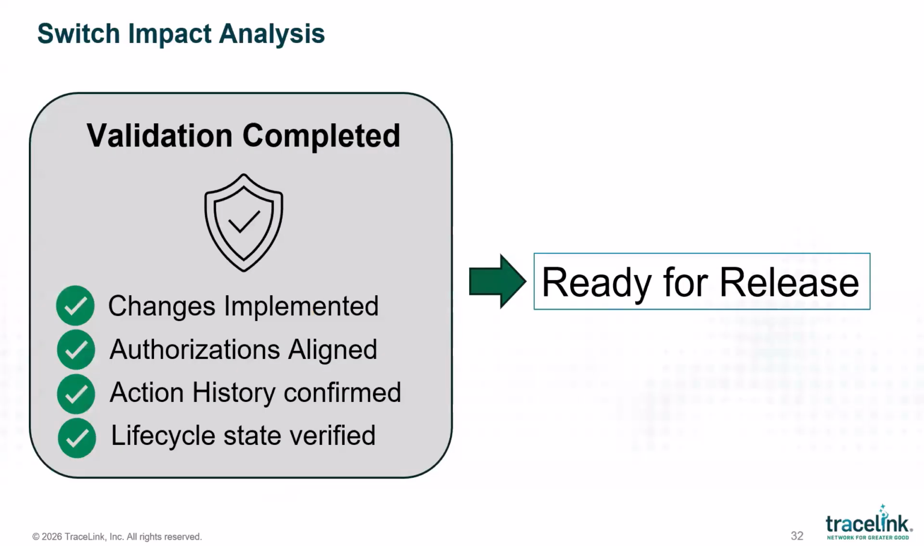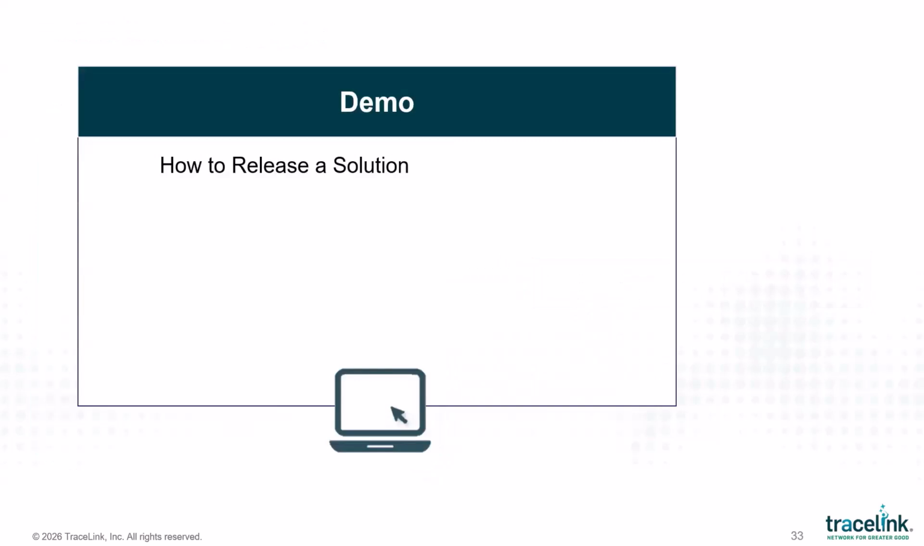Before moving a solution from test to release, there are clear checkpoints to confirm. Release represents readiness. At this stage, PRIA ensures that the required changes have been implemented, the solution is in the correct lifecycle state, authorization alignment has been verified, action history confirms successful processing, the solution reflects the intended configuration. Release should follow structured validation. This step ensures that the solution is organized, aligned, and ready to progress. Following these checkpoints supports stability and clarity as the solution evolves. Now on to how to release a solution in the system.